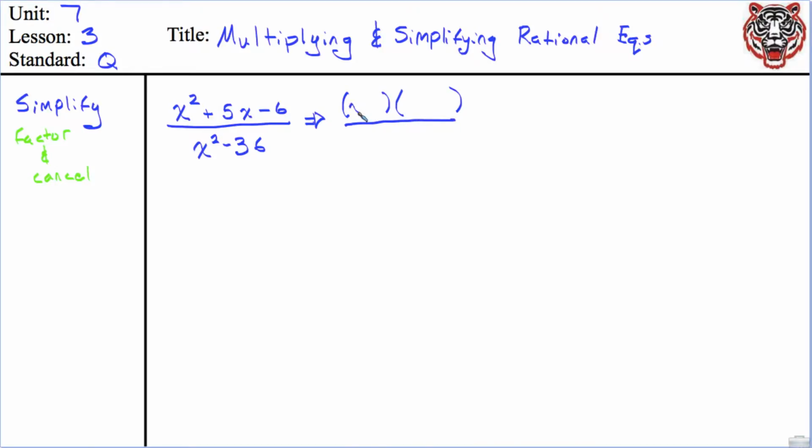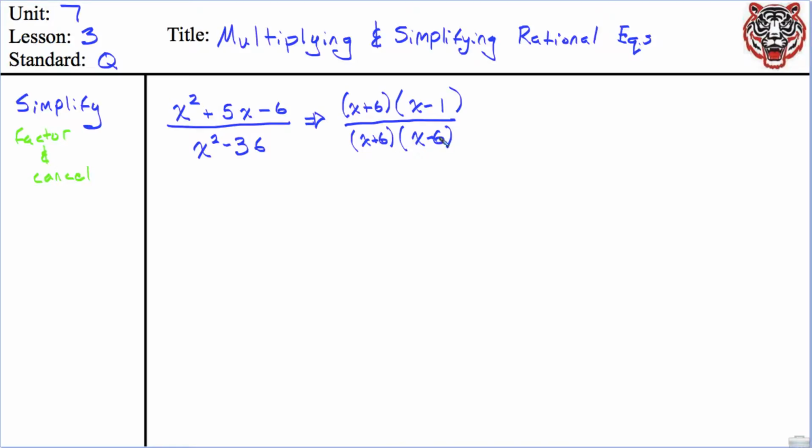X plus 6 times x minus 1. X minus 1, perfect. And Arrow, you want to do the bottom? And x, I'm going to do plus 6 first so it looks better in my notes. But yeah, so that's going to be a difference of squares, so you multiply the conjugates.